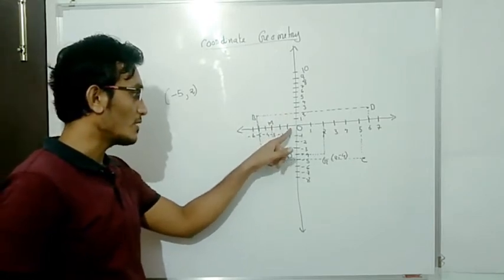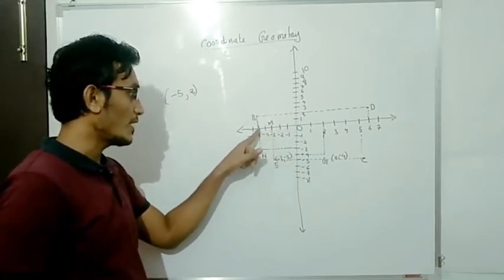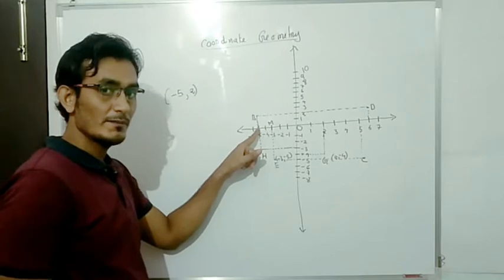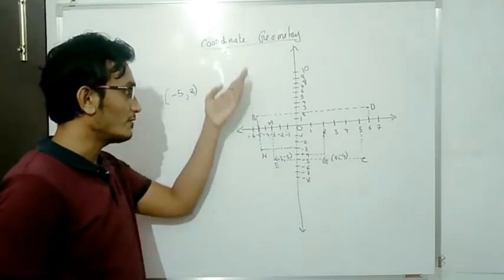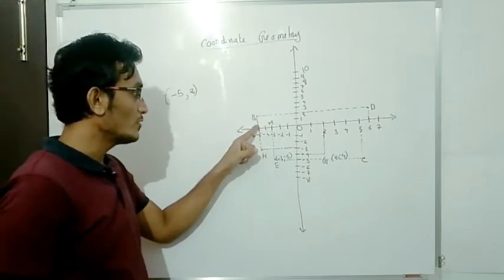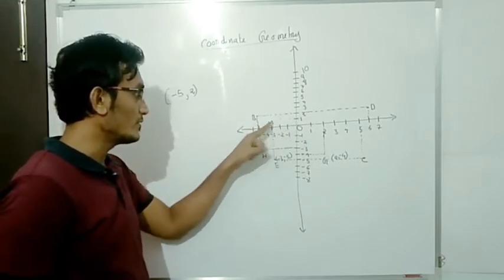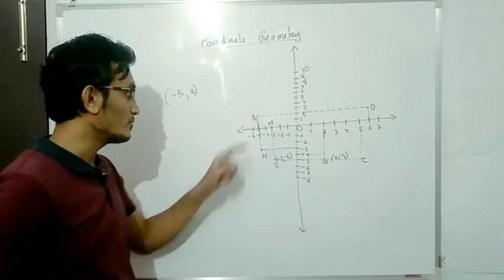So how many divisions? 1, 2, 3, 4, 5. So after reaching the point, what do we have to do? Move in the upward direction, that means the positive y-axis. How many divisions do we need to move? 2 divisions. This is 1 division, 2 divisions. That means the coordinate of B is what?